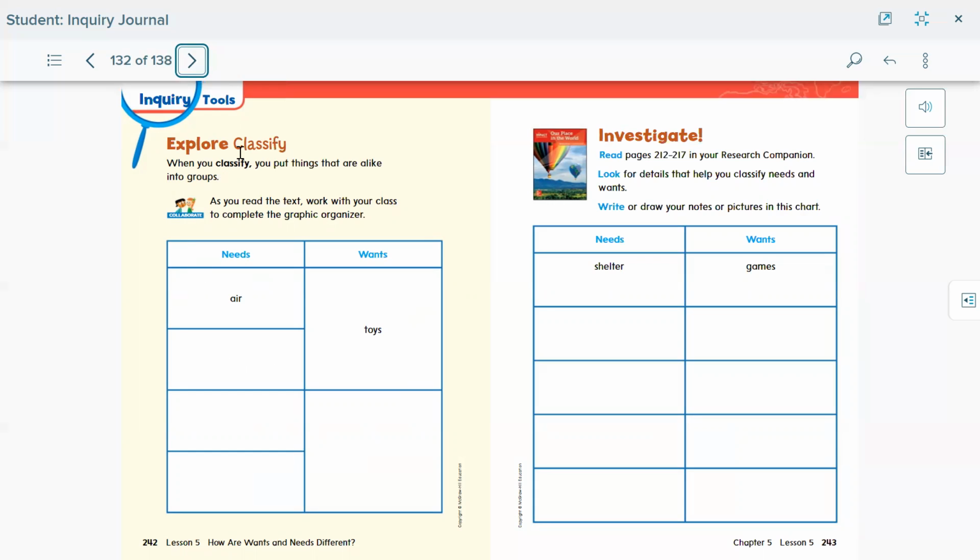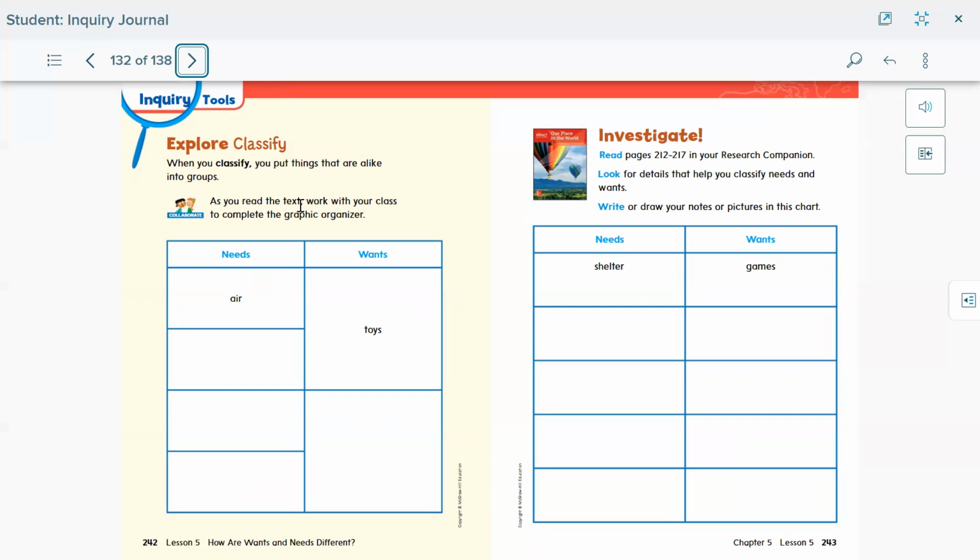All right. Explore when you classify. When we classify, you put things that are alike into groups. So when I give you a bunch of buttons, for example, and I say, can you classify? You can put them according to size, or according to colors, or according to shapes. So you organize them in groups according to how they look alike.